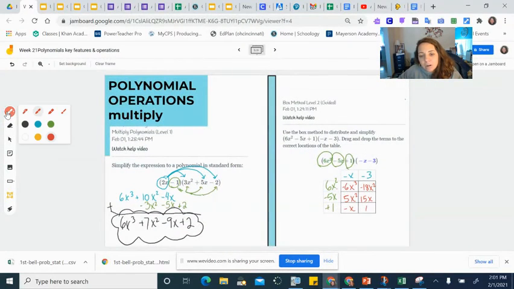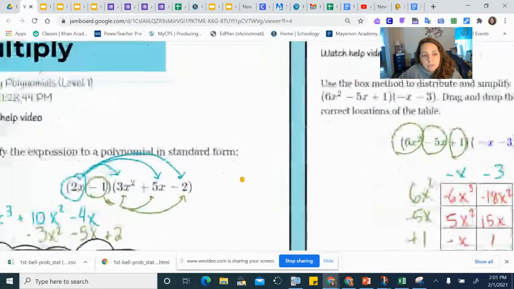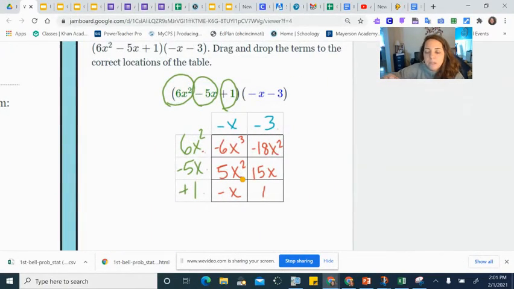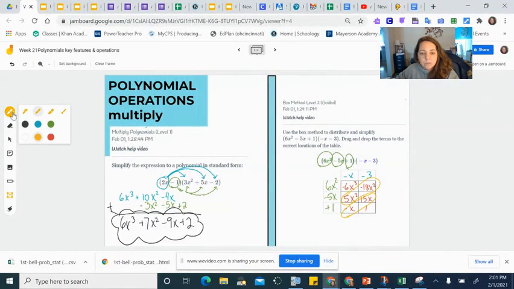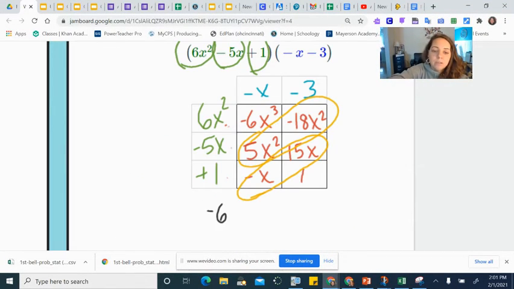And then if there are any like terms, those like terms will be in diagonals. Notice there's an x squared and an x squared here, and a plain old x and a plain old x. So those are going to be the only like terms I have to do. So when it comes to writing out my final answer here, there's no other like term for that x cubed. So negative 6x cubed. 5x squared plus negative 18x squared. That is negative 13x squared.